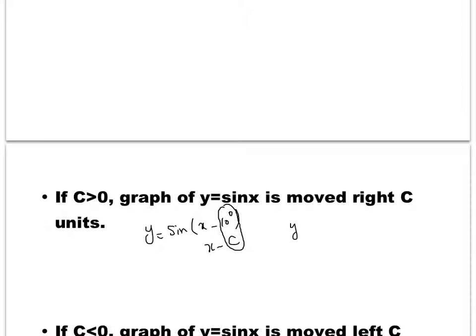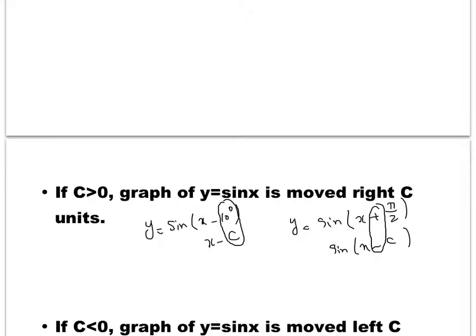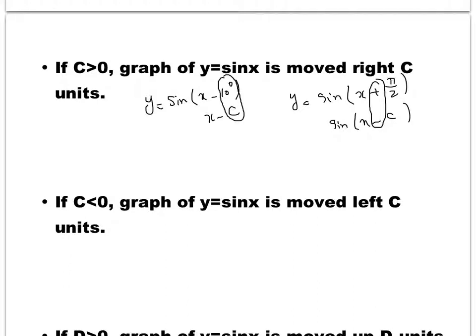If I have a case, something like sine x plus pi over 2, I compare it with sine of x minus c. I can see that here they are different signs, so c is negative pi over 2. This means that I'm going to go to the left pi over 2. But pi over 2 in degrees is equal to 90 degrees. So this means that the y equals sine x is going to move to the left 90 degrees, which is the next transformation. If c is less than 0, then the graph of y equals sine x is moved left c units.